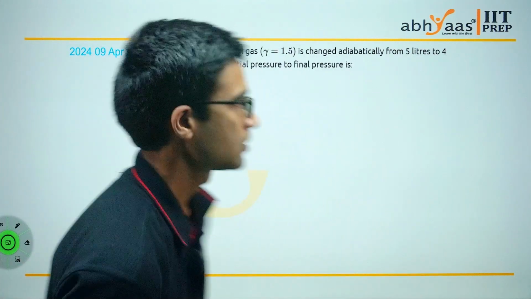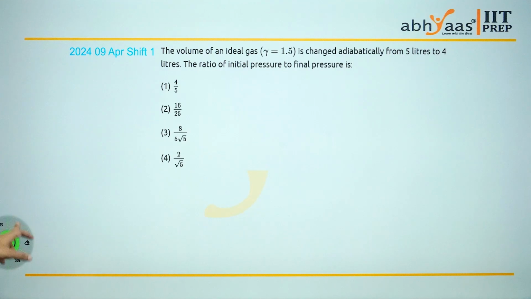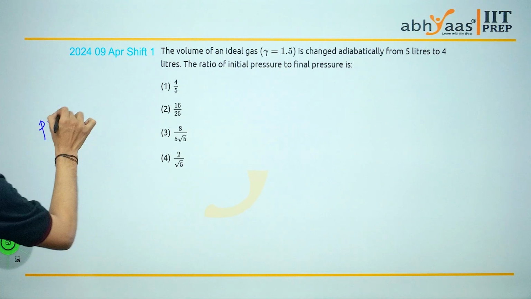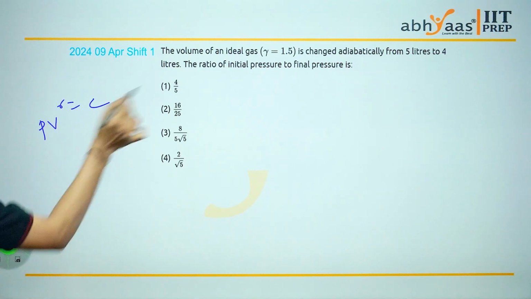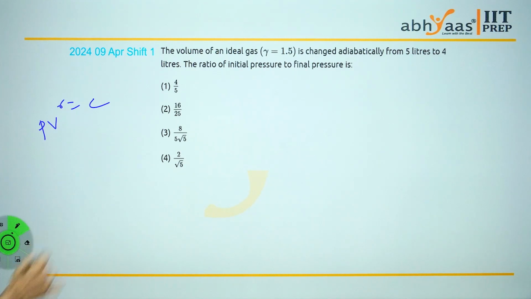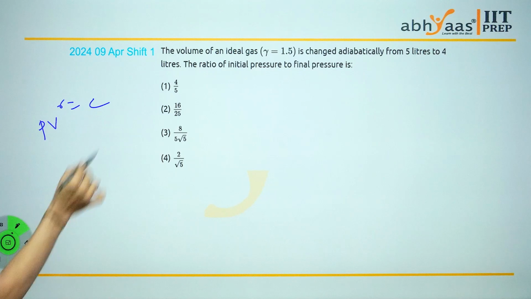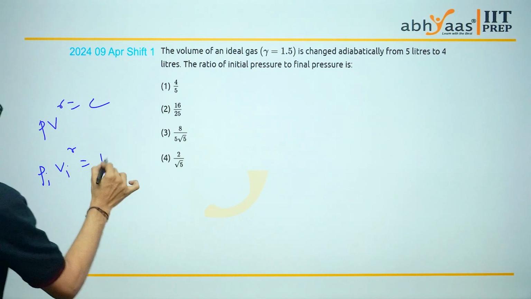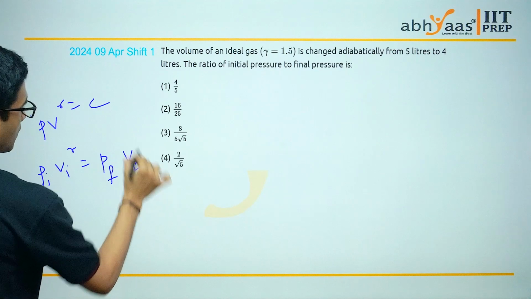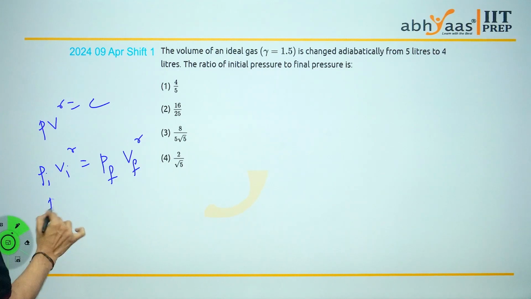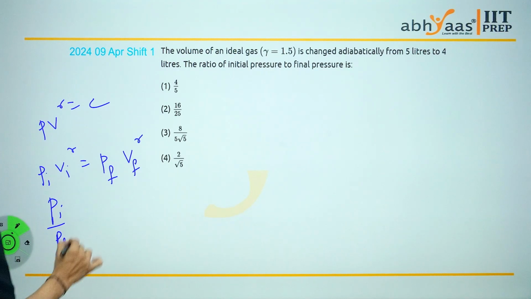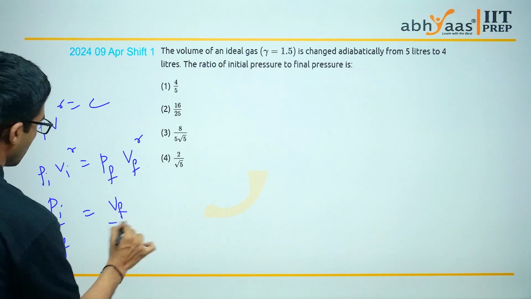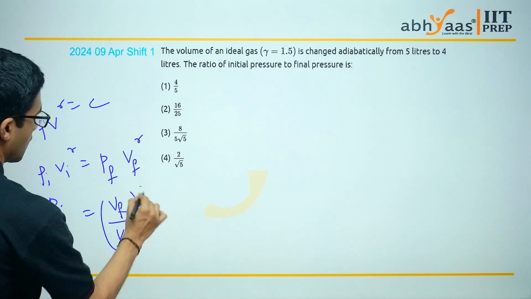In this adiabatic process, the initial volume is 5 liters and the next one is 4 liters. We use PV power gamma equal to constant. So P initial V initial power gamma equals P final V final power gamma. He wants the ratio of initial pressure to final pressure, so P initial by P final is equal to V final by V initial power gamma.